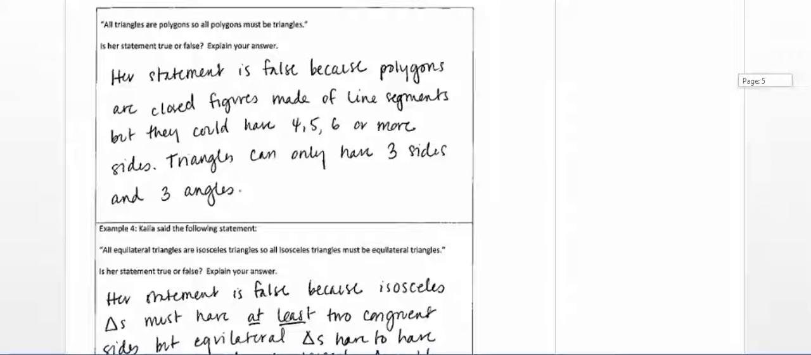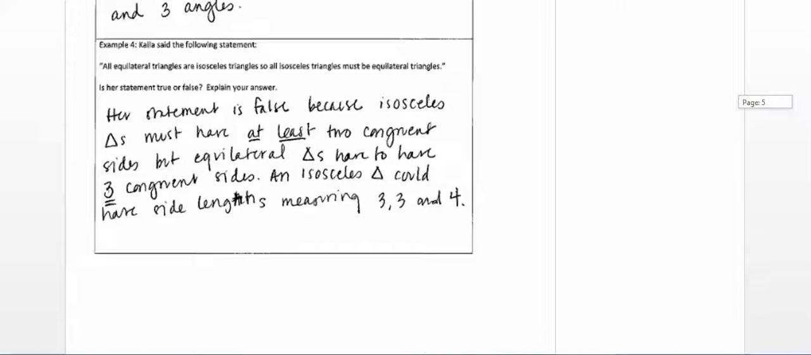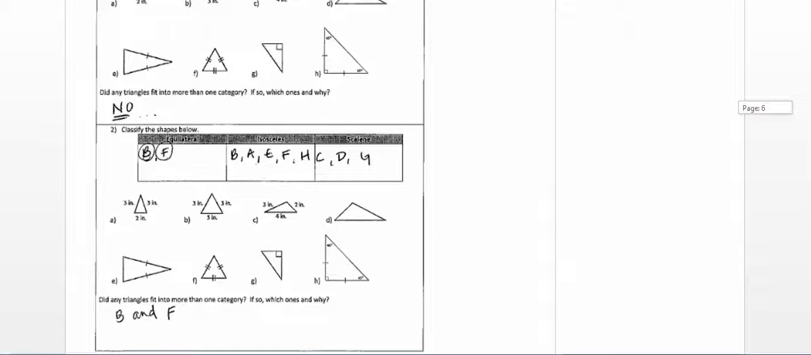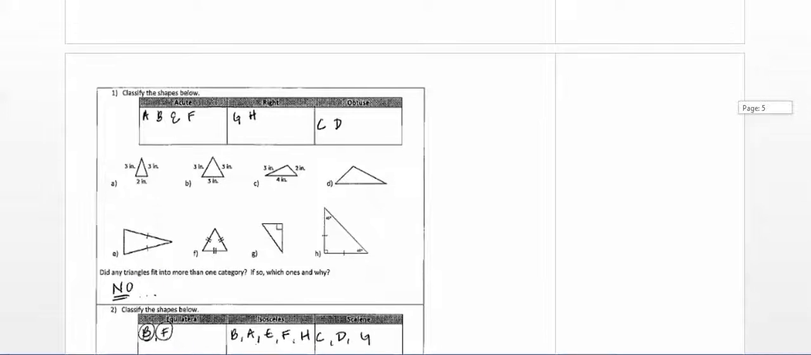Then we answer these 2 questions. All triangles are polygons, so all polygons must be triangles. We have to decide if that statement is true or false and then explain why. And then example 4, all equilateral triangles are isosceles, so all isosceles triangles must be equilateral triangles. Again, determining if that's true or false, and then explaining why. The rest of the work looks very similar, and we'll have students do this in partners and then move to the independent practice.